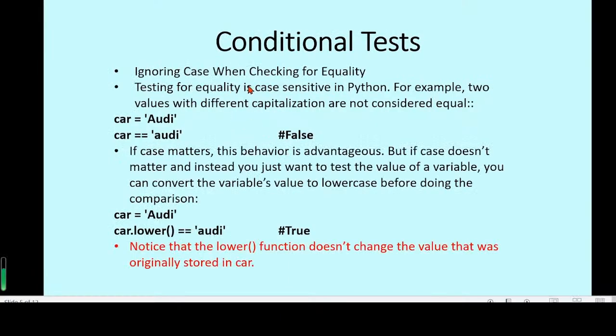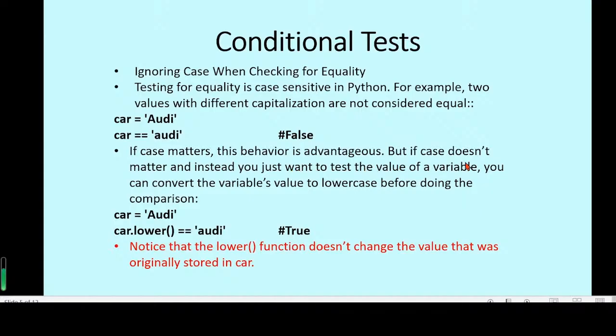Ignoring case when checking for equality. Testing for equality is case sensitive in Python. For example, two values with different capitalization are not considered equal. If the car is Audi in title form, but we check whether the car's value is audi in lowercase, we'll get false. So if case matters, this behavior is advantageous.